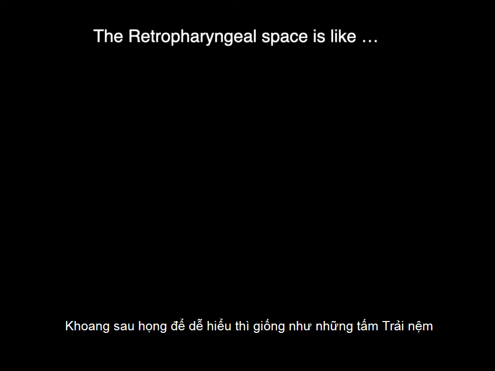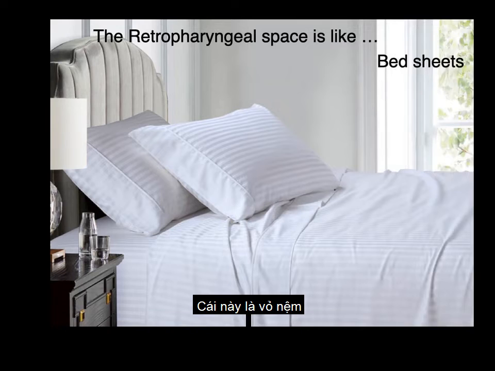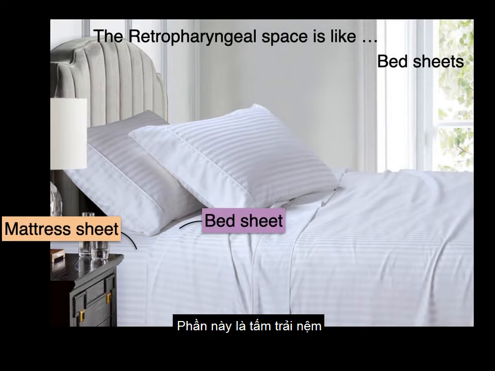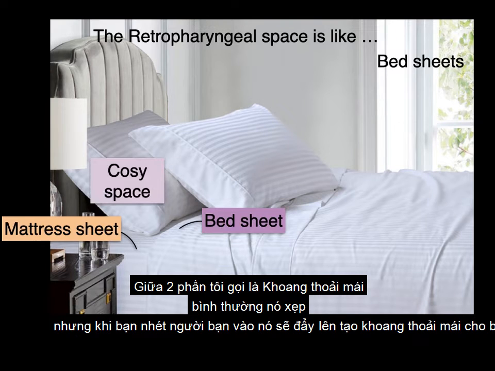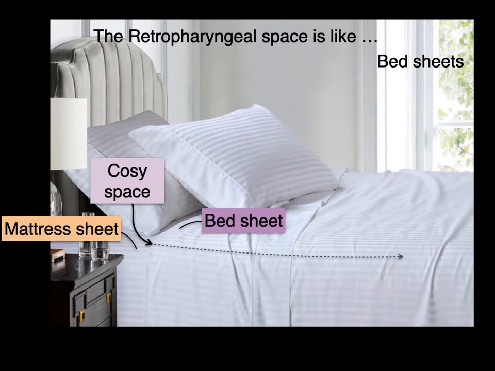So the retropharyngeal space is like bed sheets. So when we take a look at this bed, there's the mattress sheet, and then there's another bed sheet. And the cozy space is right in there, right between the bed sheet and the mattress sheet. So the space is there, but the only way to get in there is you push your feet into that cool, comfortable space, and that's what separates the two sheets, because the space is not really there. It's potential, but you have to form it by pushing something in there.